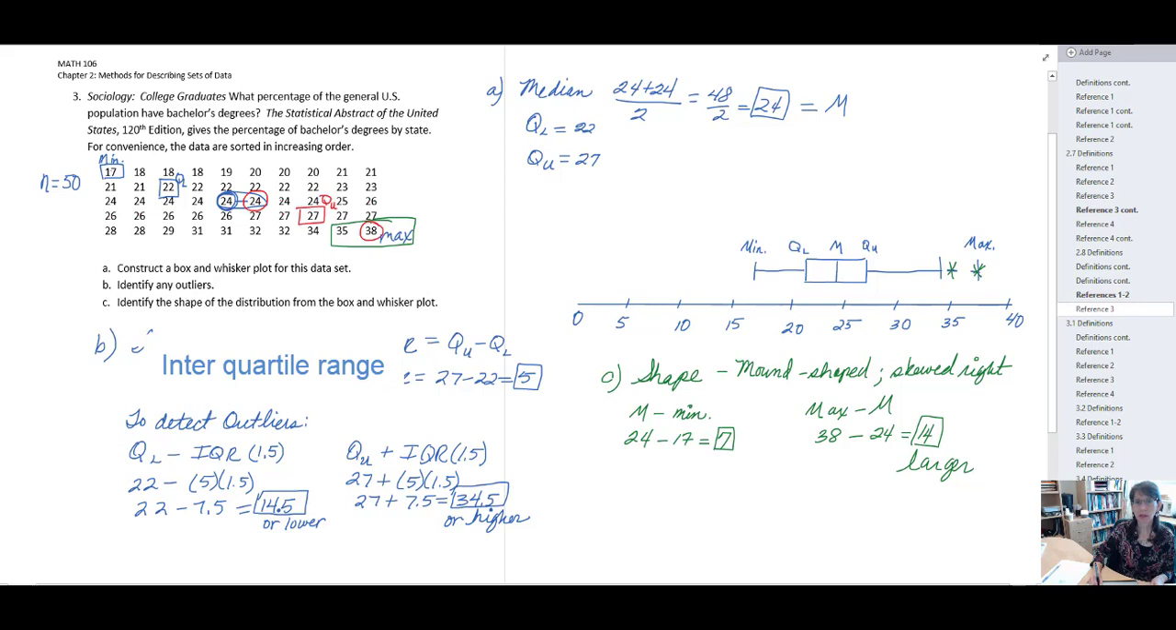Once we determined that 35 and 38 were outlying values, we needed to go back to our measurements, and we found that 34 was the next measurement right before the outlier of 35. So 34 will be the upper whisker. We'll only need to adjust whiskers if there are actually outlying values and if we're considering those.